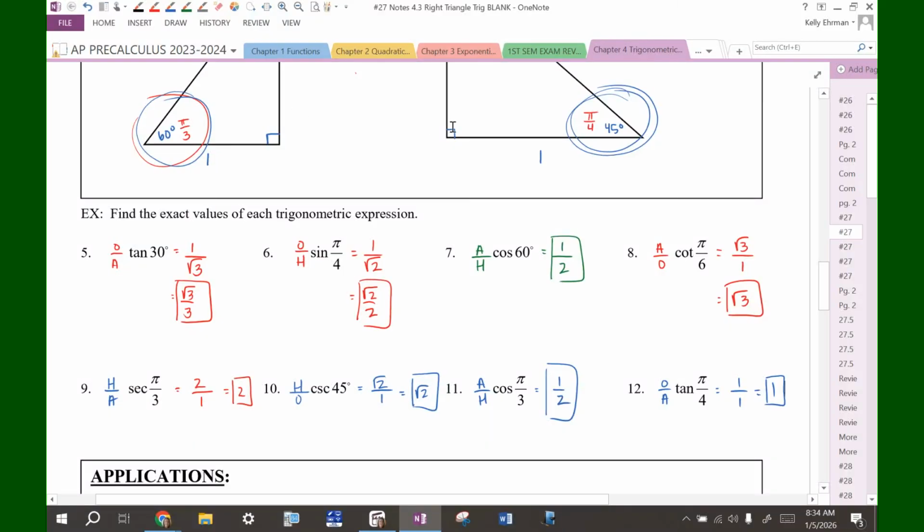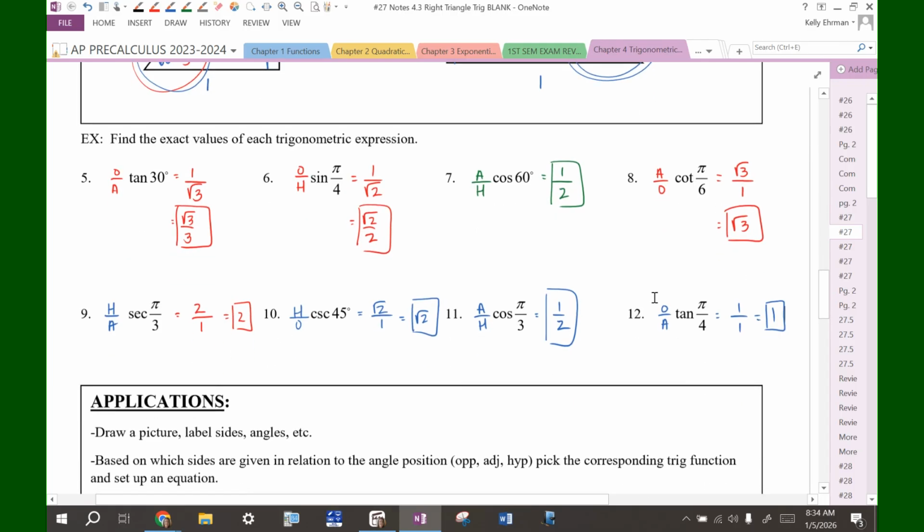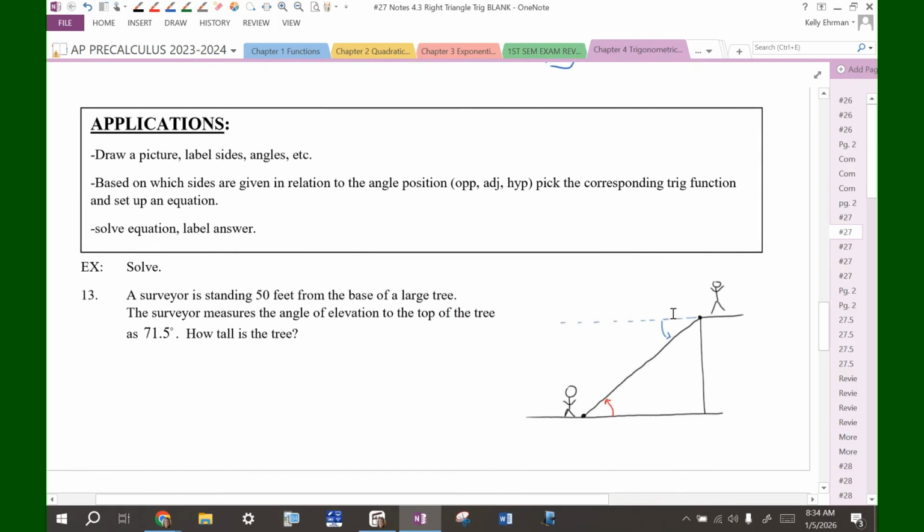You could draw right triangles, but I will also show you another way because we will expand beyond just the 30, 60, 90, 45 angles into angles between 0 and 360. So we'll talk about that more. Okay, what about applications? The applications, you'll use a calculator.